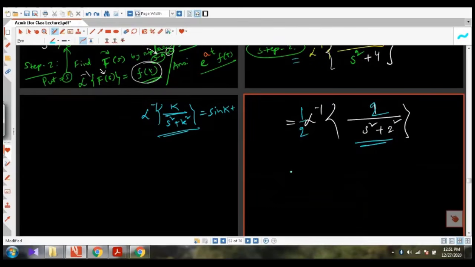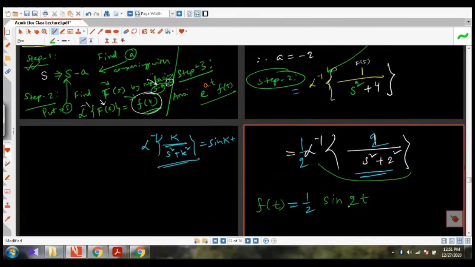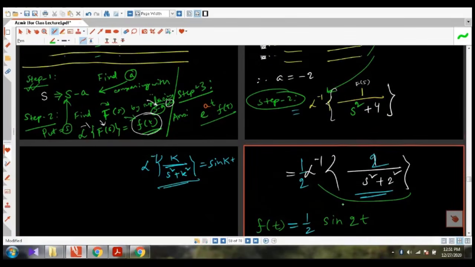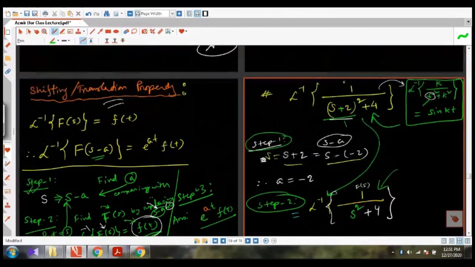Yes, sir. So 1 by 2, now inverse Laplace of 2 by s squared plus 2 squared is sine 2t. That means step 2 is done. We have found f of t. So this is f of t. But don't forget that it is not our main result. We are trying to solve not this problem. Our target is to solve this one, having s plus 2 squared plus 4.